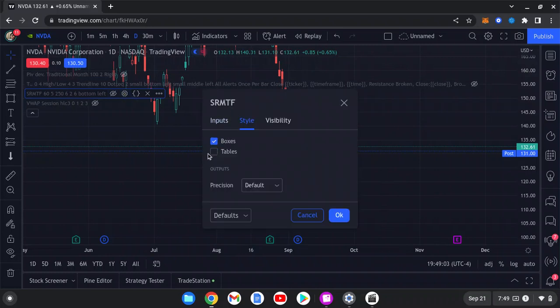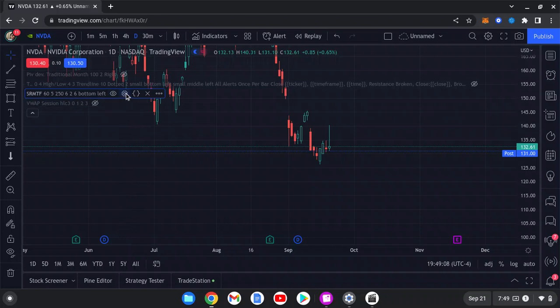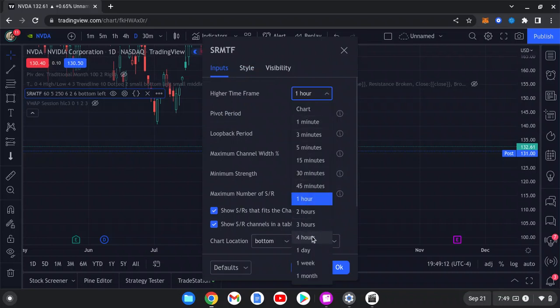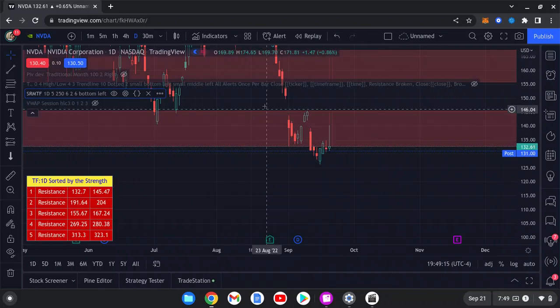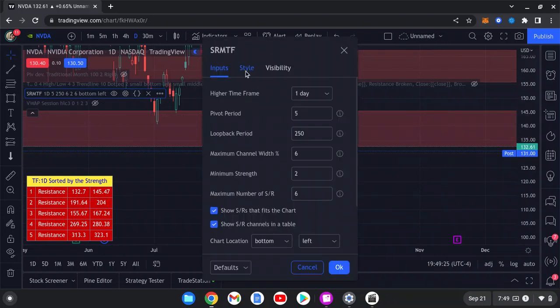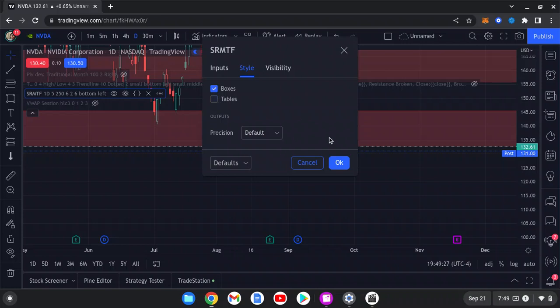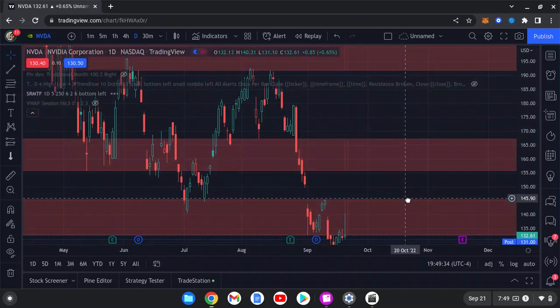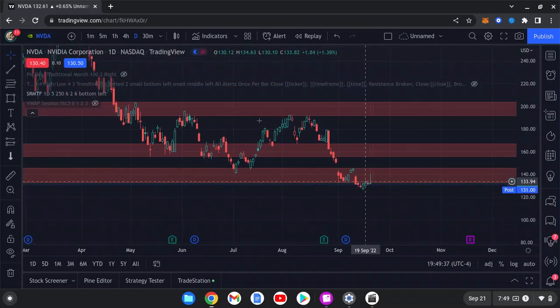So for the settings, I just like to remove the tables. When you keep the tables in there, let me turn this on, it just gives you the numerical values of the support and resistance levels. And I just like seeing the shading, so I just turned that off. And I would suggest, if you're swing trading, day trading, whatever it is, to just play around and see how these levels correspond with the stock.